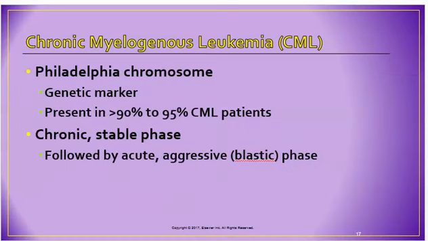Now, CML has a Philadelphia chromosome. That's a genetic marker, and it's present in almost 100% of the CML patients. Their chronic stable phase is usually followed by an acute aggressive phase. It can last for several years, can be well controlled with treatment, but the chronic phase will eventually progress to the accelerated phase. Now, they're going to have to be treated pretty aggressively, similar to that of acute leukemia.